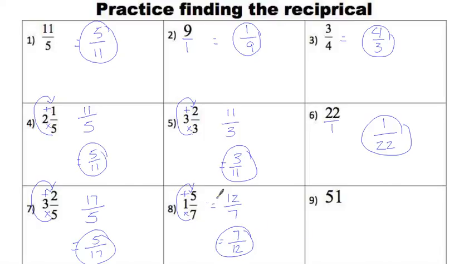So don't forget, with those ones you have to do the magic C. After you turn it improper, you have to do the reciprocal and flip it over. Number 9, lonely whole numbers go over 1, so the reciprocal is 1 over 51. Okay?